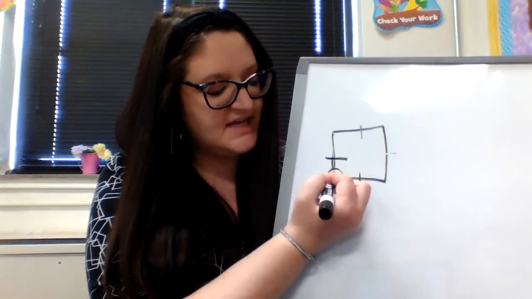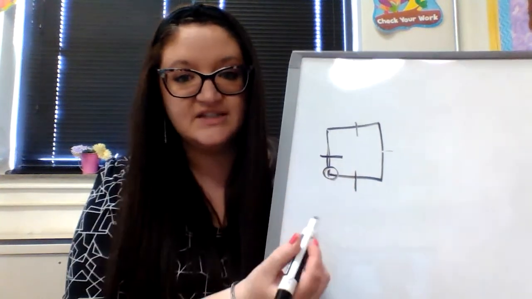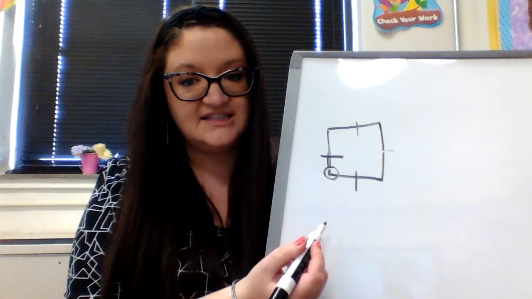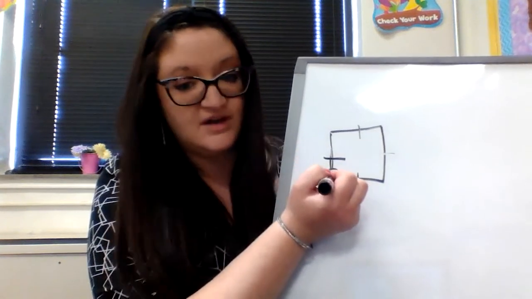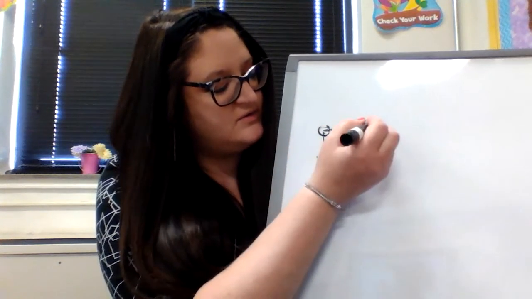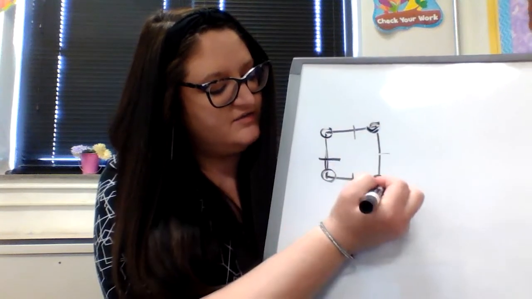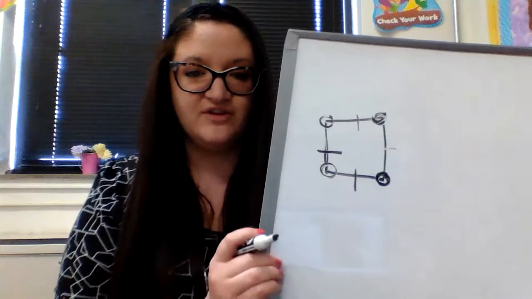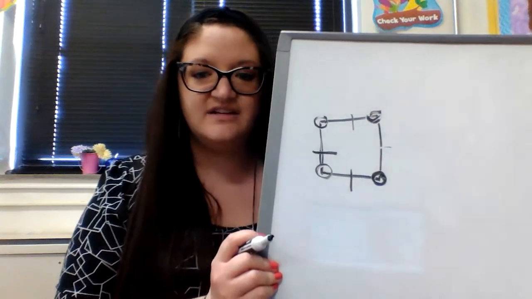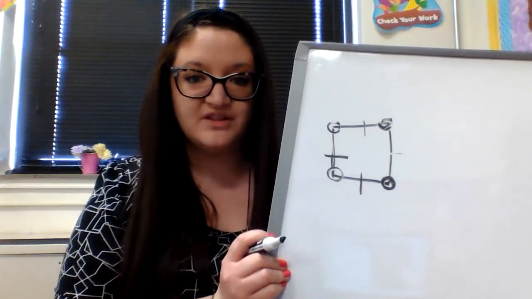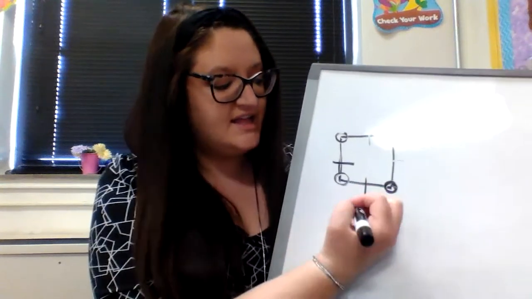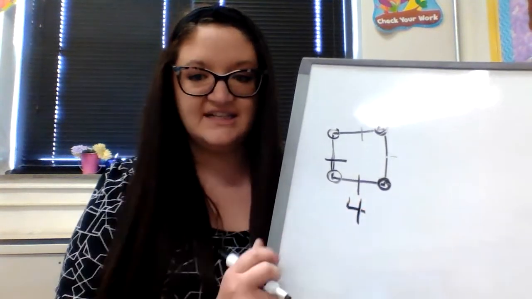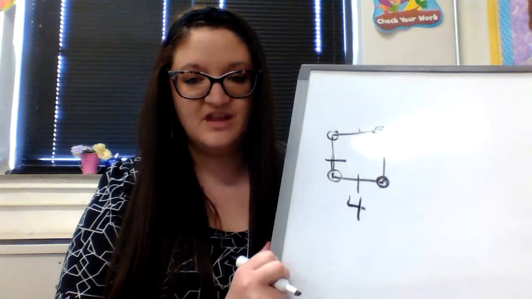Where the sides meet at this point is called a vertice. Let's count those. Ready? There was 1, 2, 3, 4. So we have four sides and four vertices. This kind of shape is called a quadrilateral with four sides and four vertices.